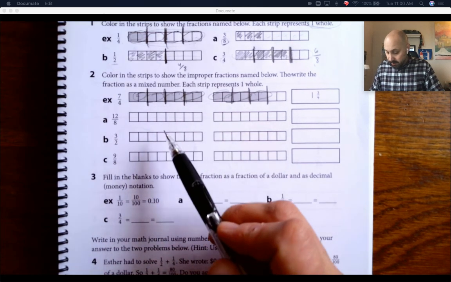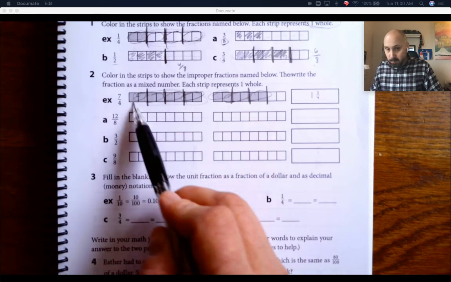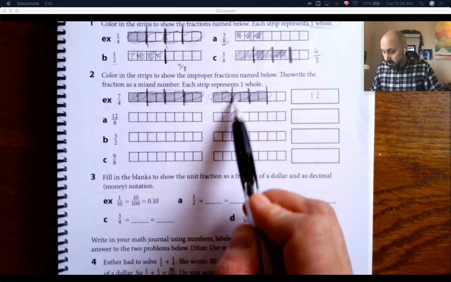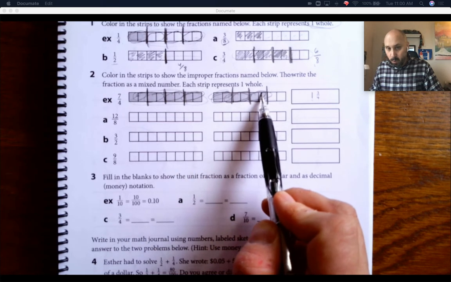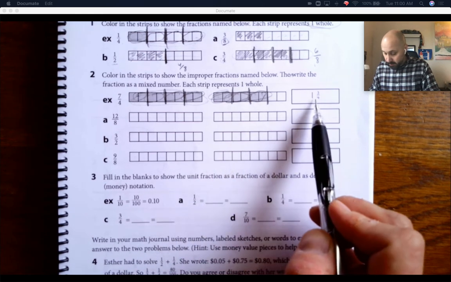How many did I shade in altogether? Well, I shaded in 1 whole bar. That's where this 1 comes from. And then I shaded in 1, 2, 3, 3/4 of that second strip. So that's where the 3/4 comes in.